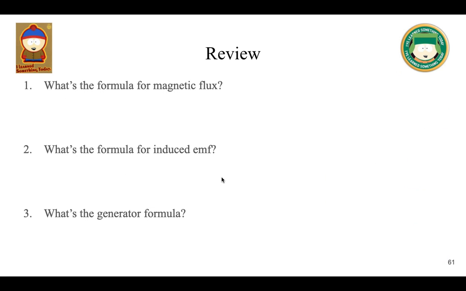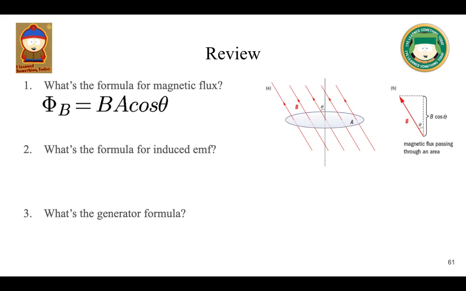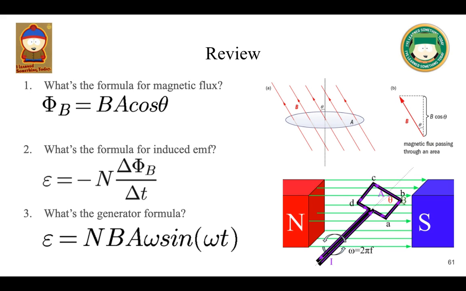So, to review, what is the formula for magnetic flux? Phi sub b is equal to BA cosine theta. What's the formula for induced EMF? It is, really, minus N times the derivative of phi sub b with respect to t. And what is the generator formula? This is the one we learned today. Epsilon is equal to NBA, the area, times omega times sine omega t, where omega is the angular frequency or angular velocity, really the same thing.